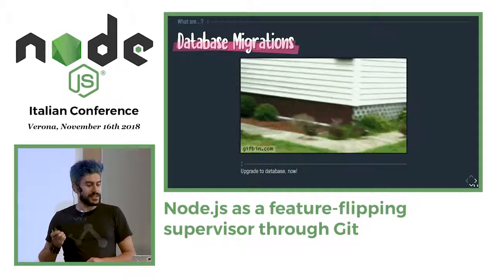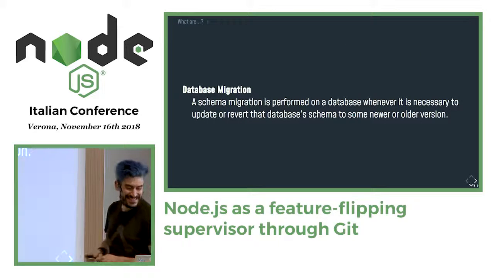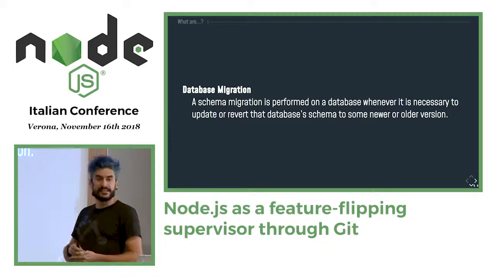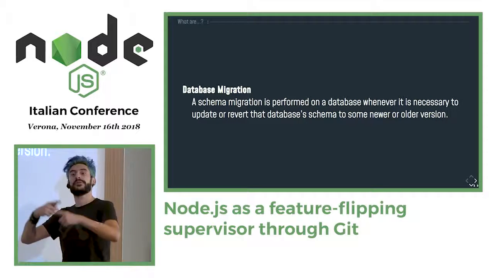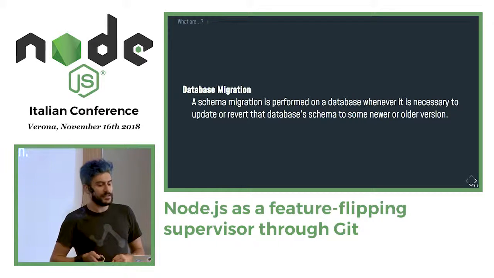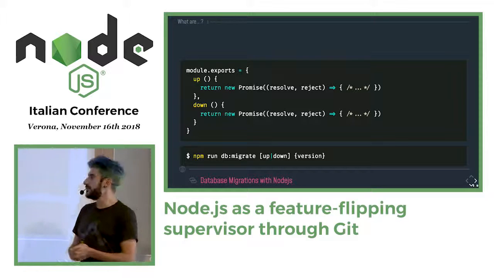So a database migration like this one, a schema migration, is performed in a database when it's necessary to update or to revert your database to its previous state. It can be done easily with Node.js, with some framework to do that.